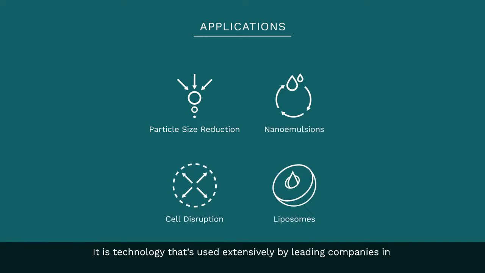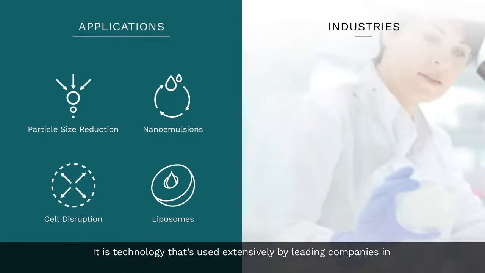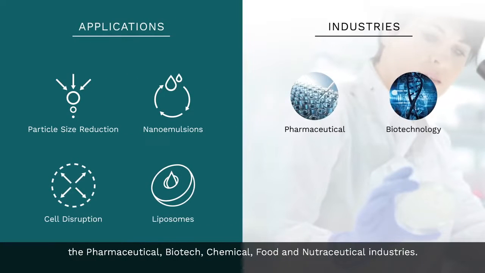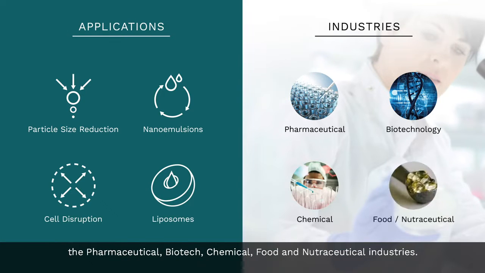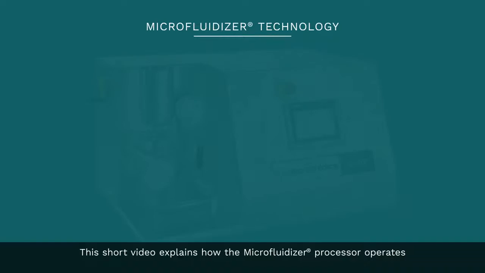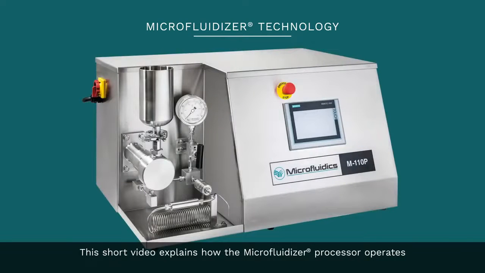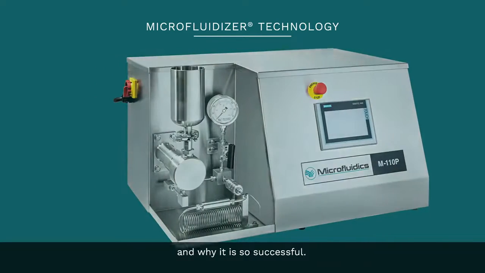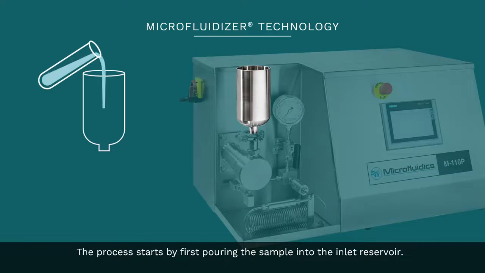It is technology that's used extensively by leading companies in the pharmaceutical, biotech, chemical, food, and nutraceutical industries. This short video explains how the microfluidizer processor operates and why it is so successful. The process starts by first pouring the sample into the inlet reservoir.